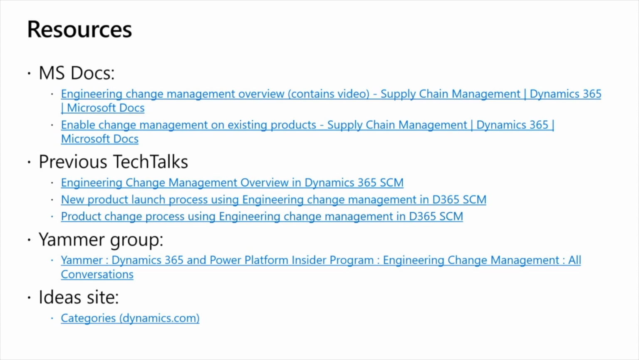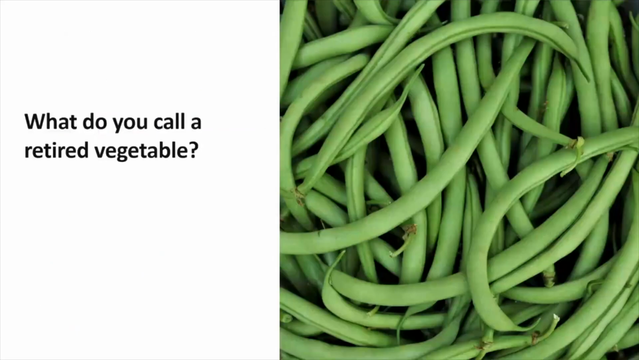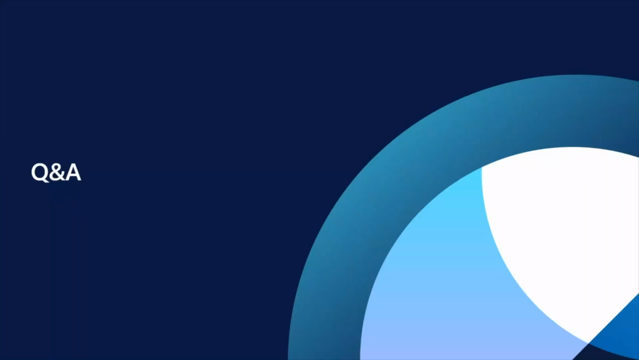So with that, let's find out the answer to our riddle, which was, what do you call a retired vegetable? A has-been. That's funny. Yeah, I think it's my favorite one we've done in this series.